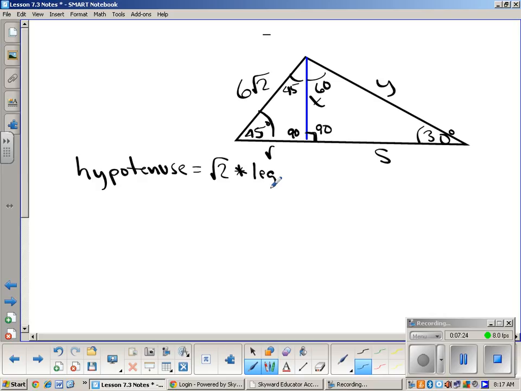Okay, let's write down what they have as the leg. R is the leg, and so is X, that's correct. We'll solve for R first. And the hypotenuse is what? How long is the hypotenuse? 6 times the square root of 2.